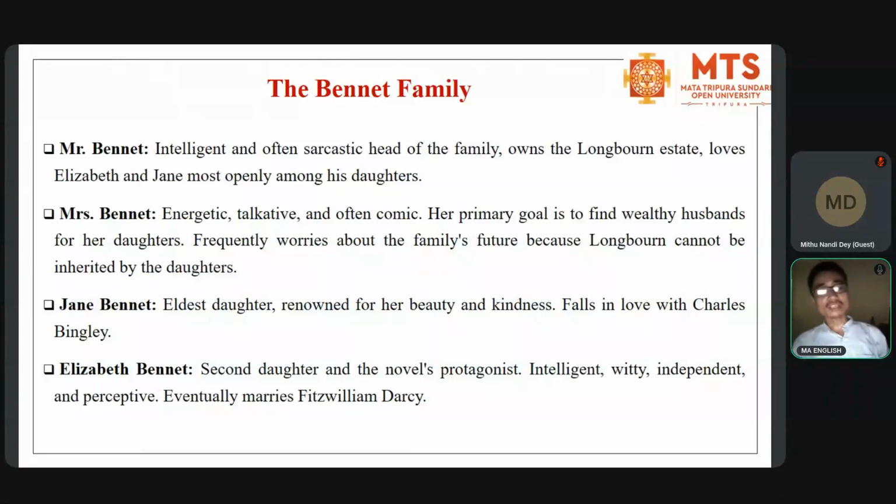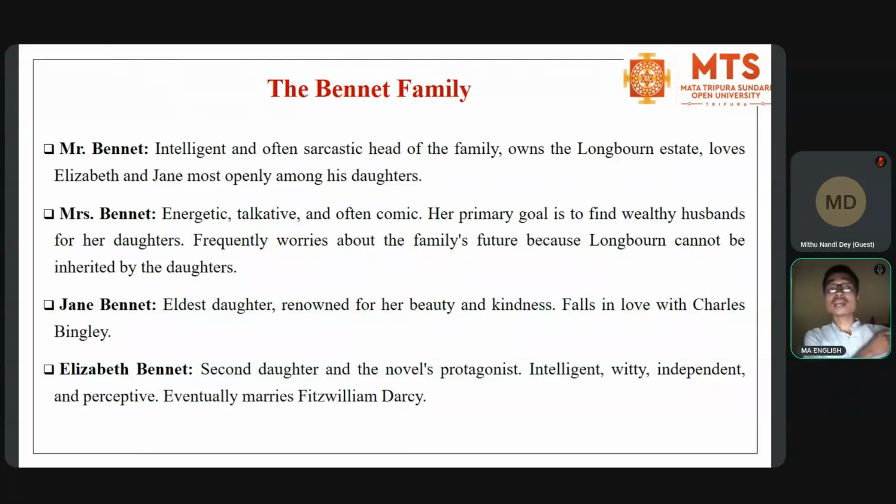Mrs. Bennett, on the other hand, is always tensed up, always worrying about only one thing, just like Indian mothers, or any other mothers maybe. She's worried that we have five daughters, none of them has got married yet. How can we manage this? She's always mentally occupied by the thought of getting all her daughters married off, because as a parent, she wants her daughters to get married.